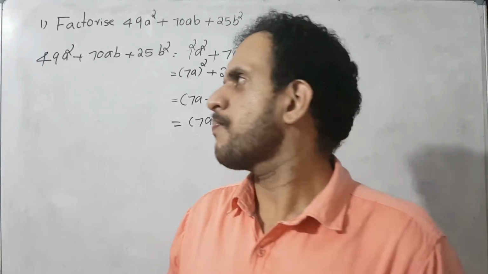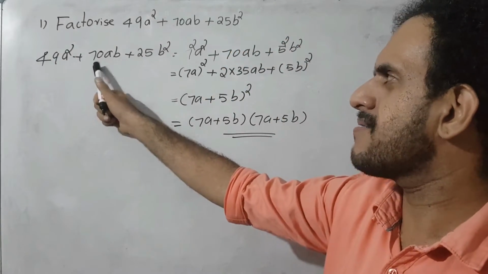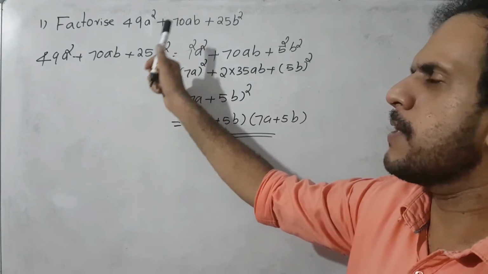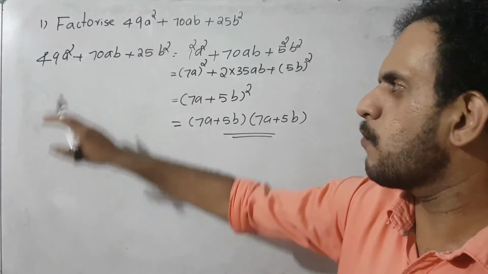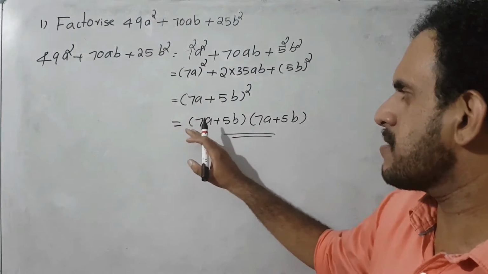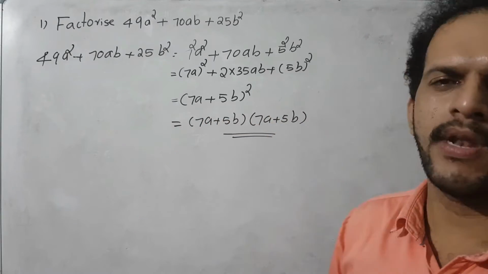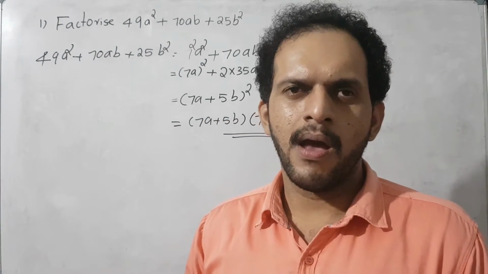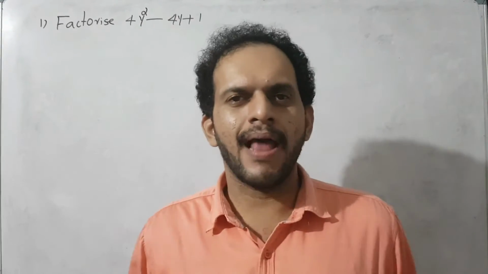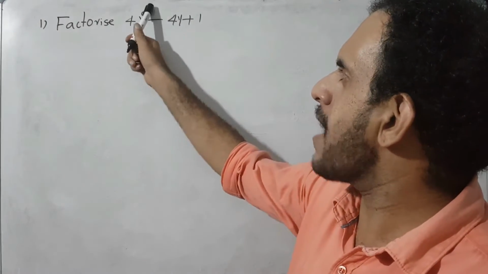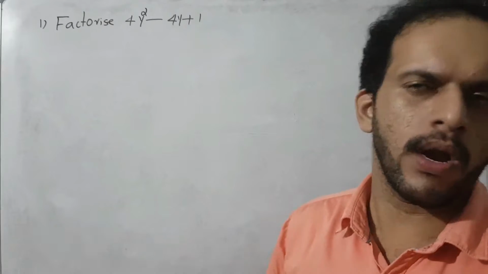Okay, so 49a square plus 70ab plus 25b square, we factorize. We convert this one as a product of the factors 7a plus 5b into 7a plus 5b. Okay, I think the idea is clear. The second question is like this: factorize 4y square minus 4y plus 1.